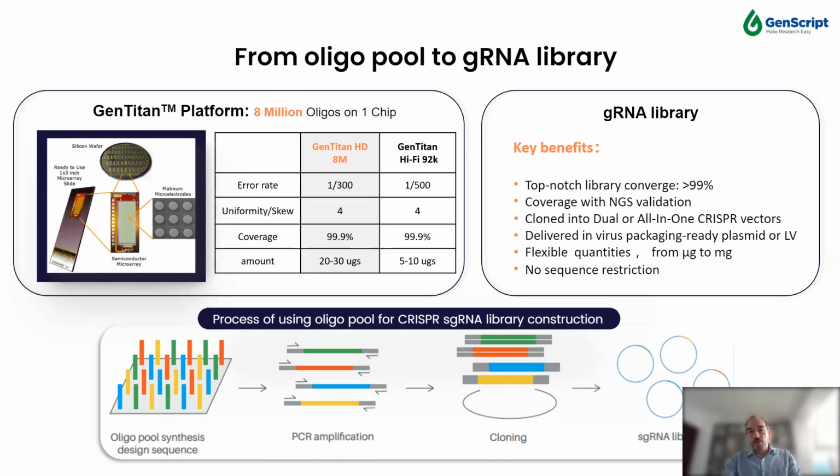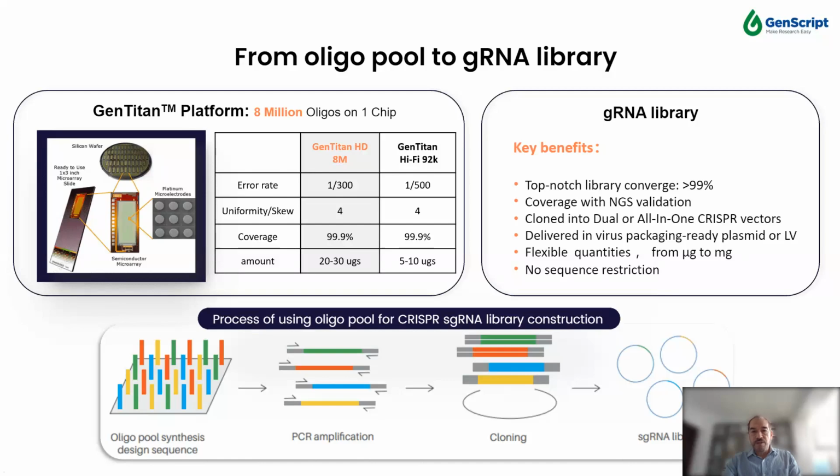We can also produce various gRNA libraries for gene knockouts. We have a special platform called the Gene Titan platform. This is microchip-based oligosynthesis. This platform allows us to produce up to 8 million oligos in parallel, and we can produce them very efficiently with very low error rate. We have excellent coverage of 99.9%. We can produce them in different amounts.